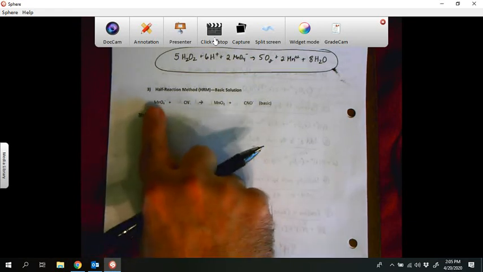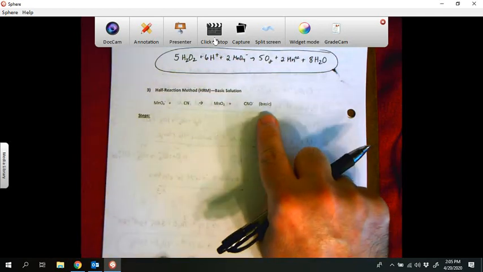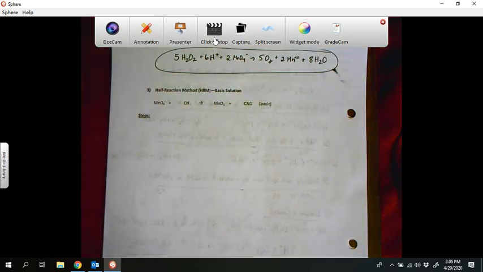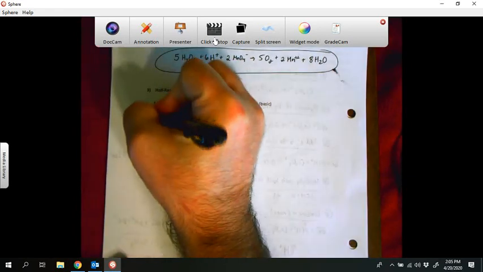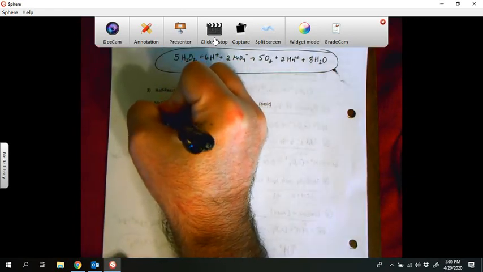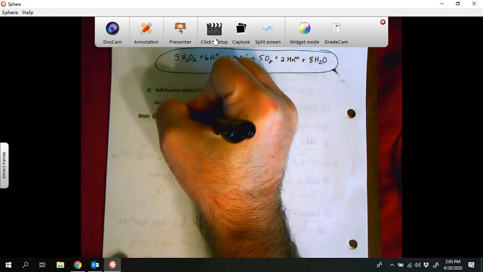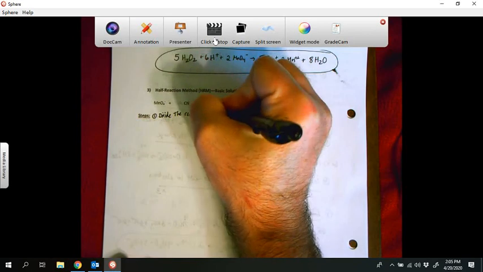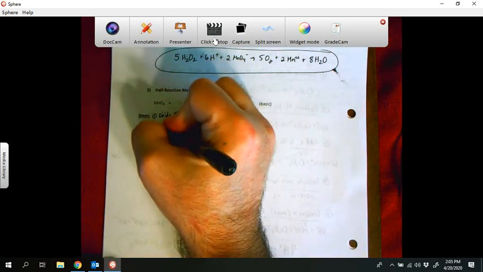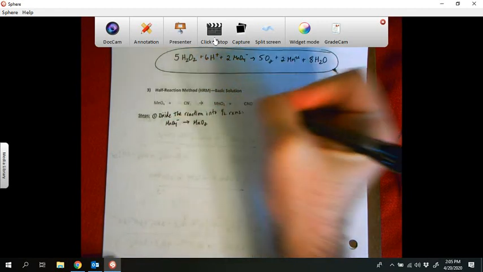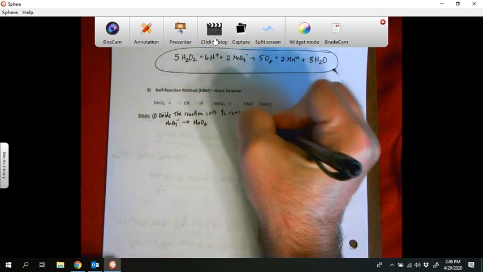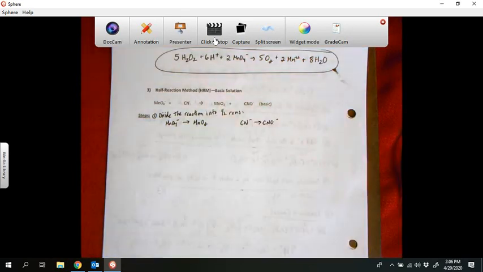So we have our reaction here and we're told that it's basic. So I'm going to write out the steps and complete things as we go along like I did in the other example for acidic solutions. So our first step, divide the reaction into half reactions, just like we did before. So with this one, we're going to have MnO4 minus yields MnO2, and we're going to have CN minus yields CNO minus. So we divided them into half reactions.